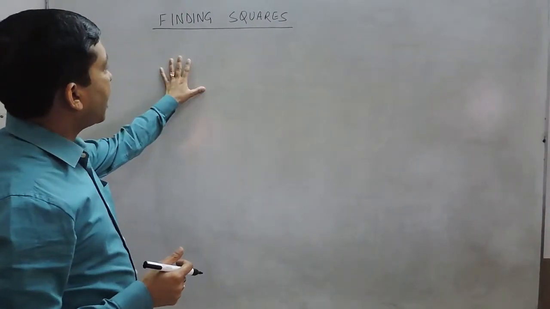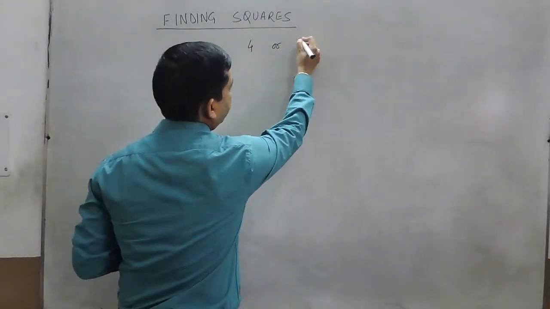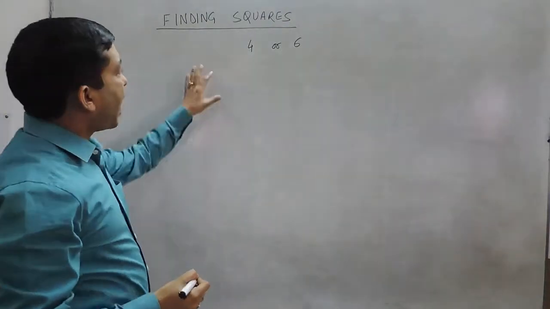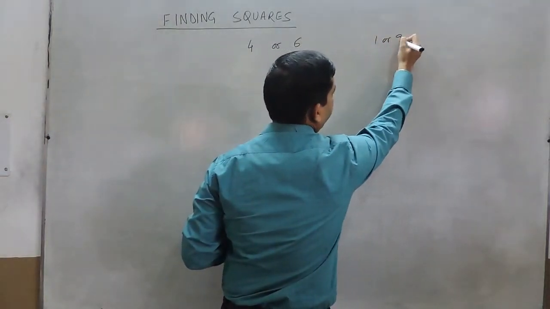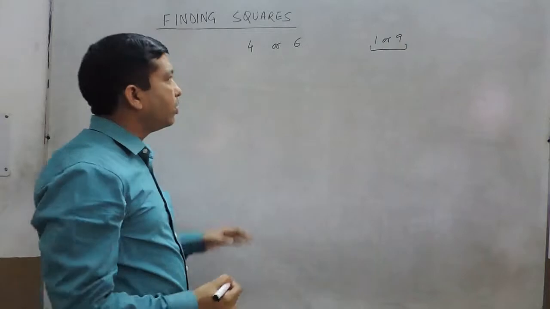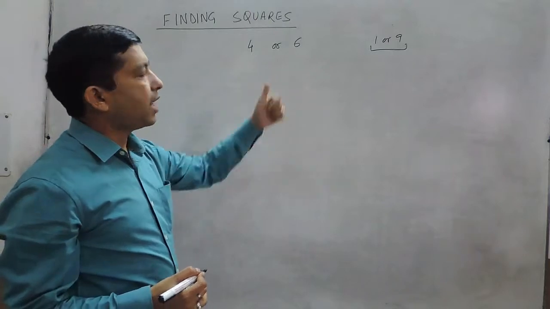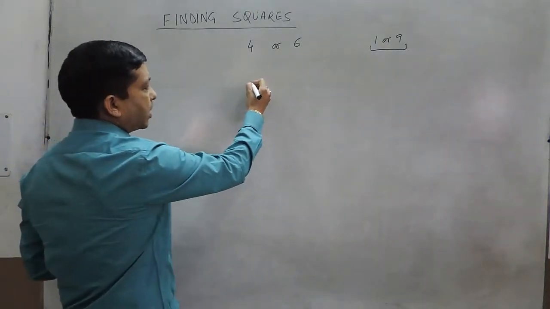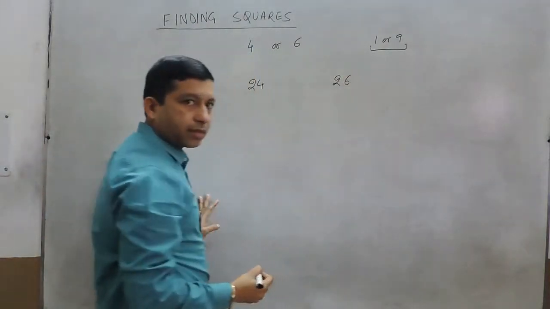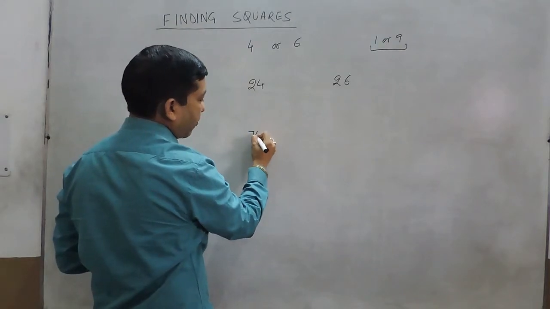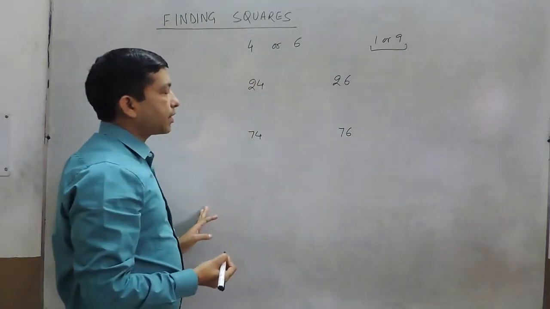Hello. Today I will tell you how to find out the squares of numbers having 4 or 6 at the units place. As I told you previously, for finding the square of numbers having 1 or 9 at the units place, we have a specific rule. The same can be applied to numbers having 4 or 6 at the units place. Suppose we have to find the square of 24 or 26, or the square of 74 or 76.